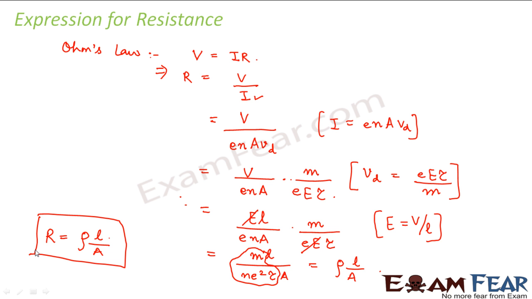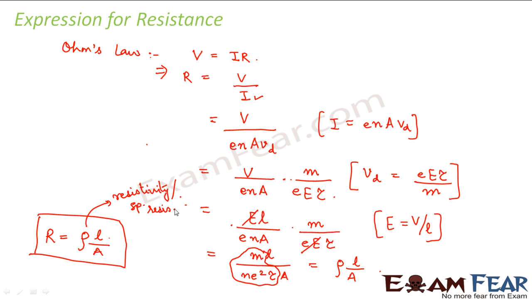This rho is known as resistivity or specific resistance of the conductor. So it is material dependent. For a particular conductor, resistivity is constant. Similarly, for some other conductor, the resistivity value is different. We will also learn about resistivity in detail in one of the later slides.